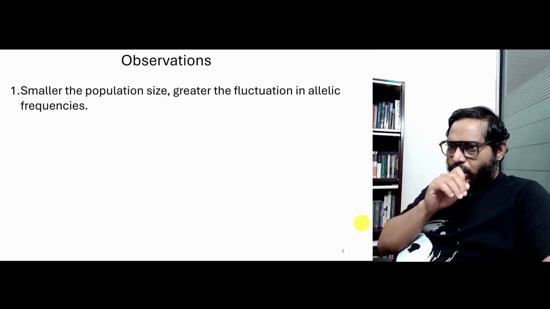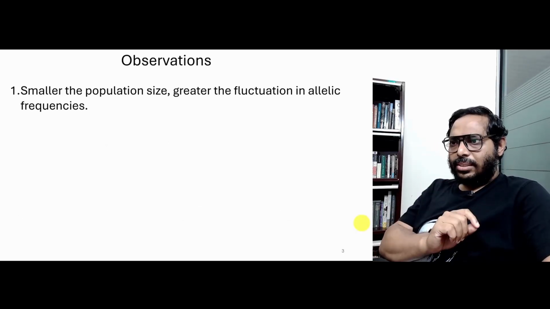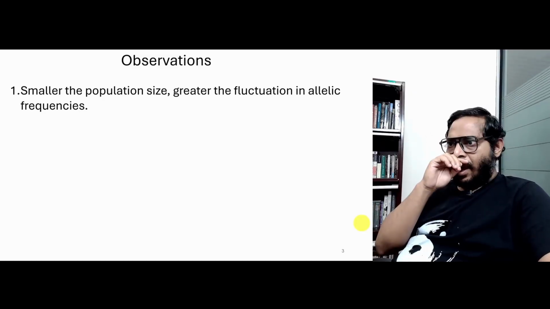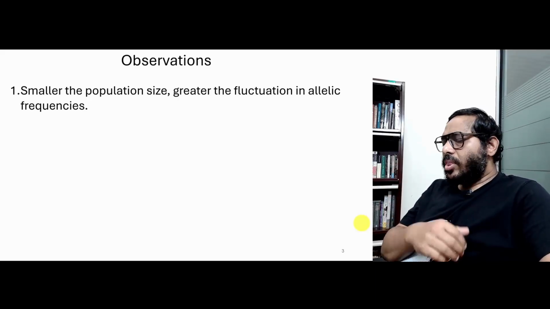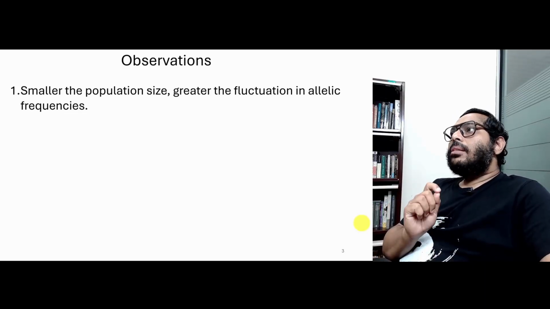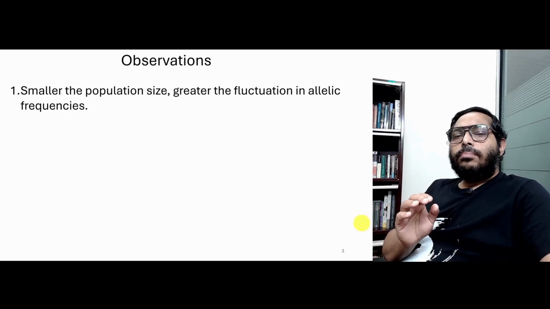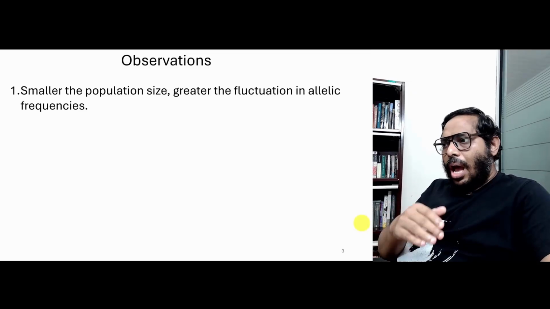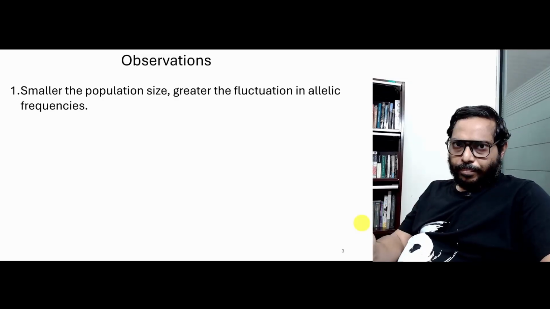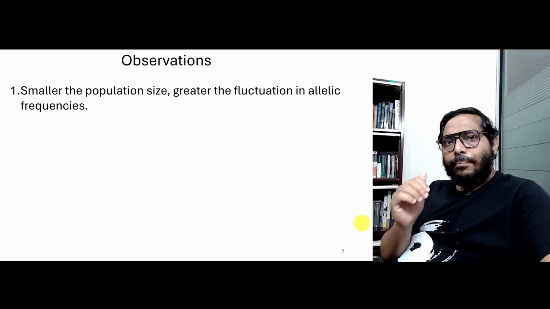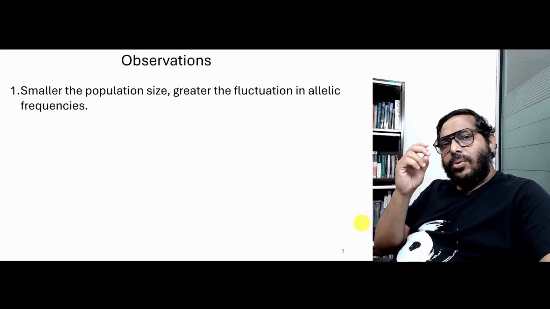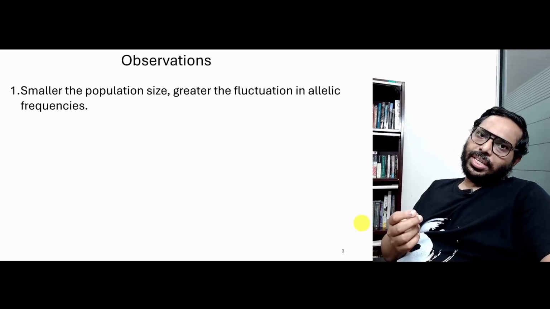The major observations were that the smaller the population size, the greater is the fluctuation in the allelic frequencies from generation to generation. Now, why exactly is this happening? If you remember, when we were looking at the derivation of the Hardy-Weinberg, we said that not all the possible gametes in a population are going to give rise to the next generation. There has to be some kind of sampling, and this sampling will always lead to a difference between the parental generation and the offspring generation.